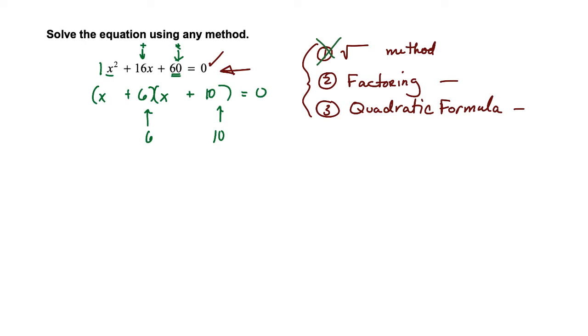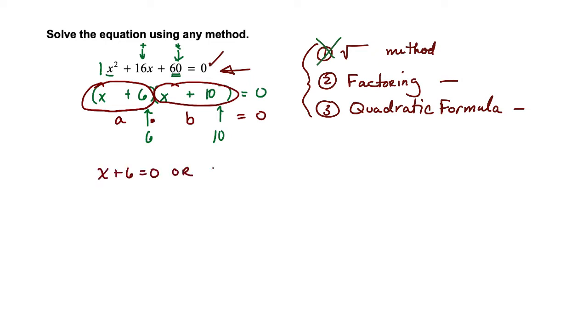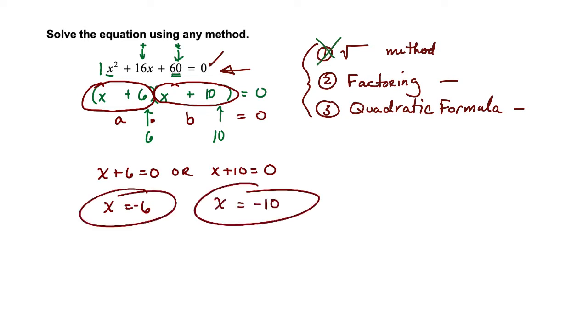Now don't forget, this is the zero product property. If A, we'll call that A here, times B, we'll call this factor B, equals 0, then either A equals 0 or B equals 0. When those have to be true, I subtract 6, there's one answer, -6. I subtract 10, there's the other answer. And so those are the solutions to that quadratic.